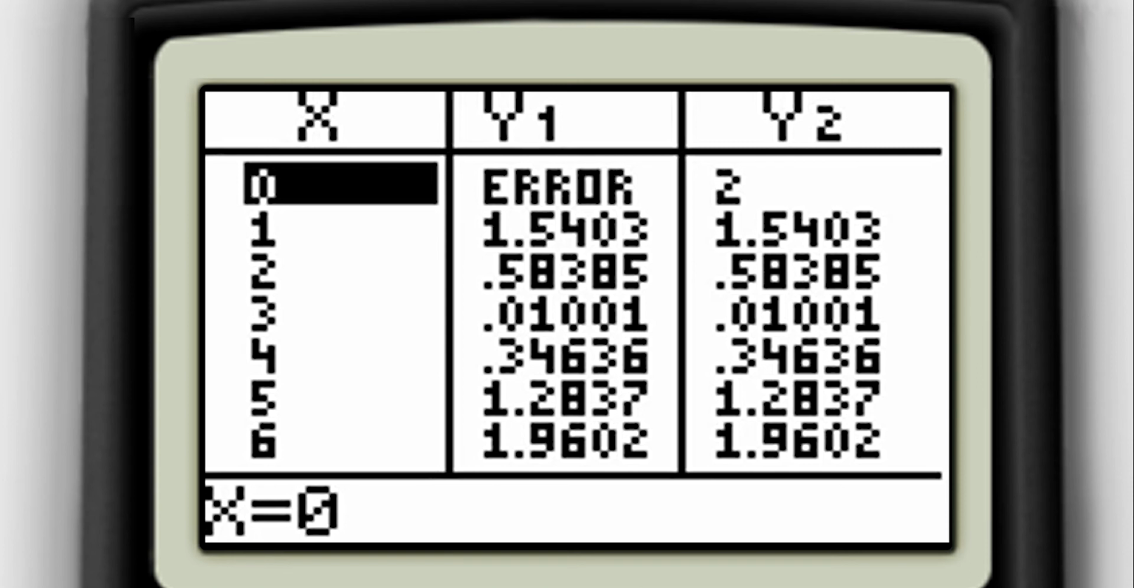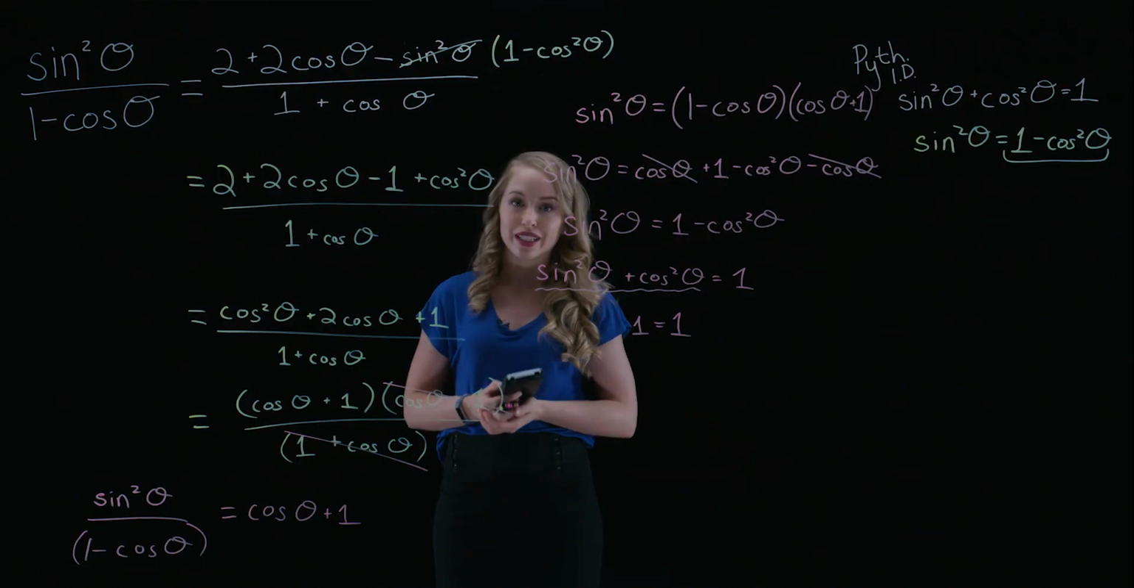That way, I can also do this numerically. I want to use my table feature. On my utility, I press second graph, which takes me to the table, and I will see that for every value of x, my y values are identical. That's how I verify it numerically with the graphing utility. And that's it. That's how we complete this problem.